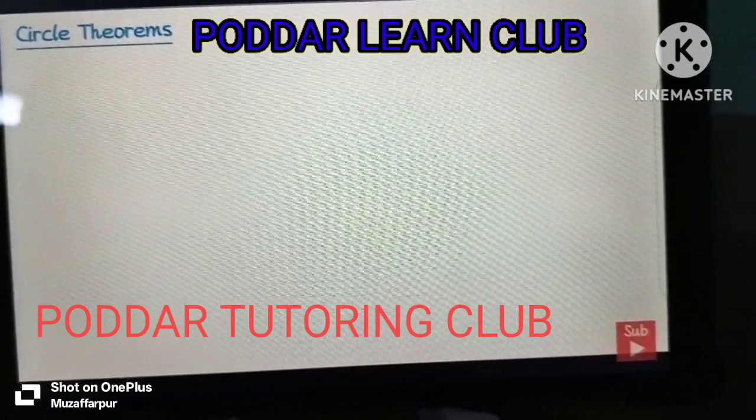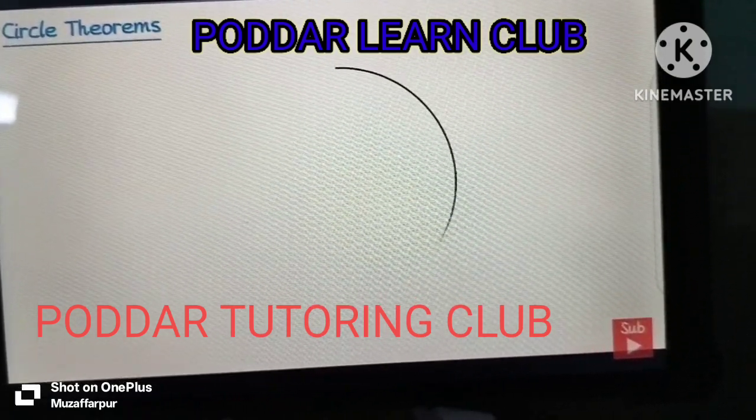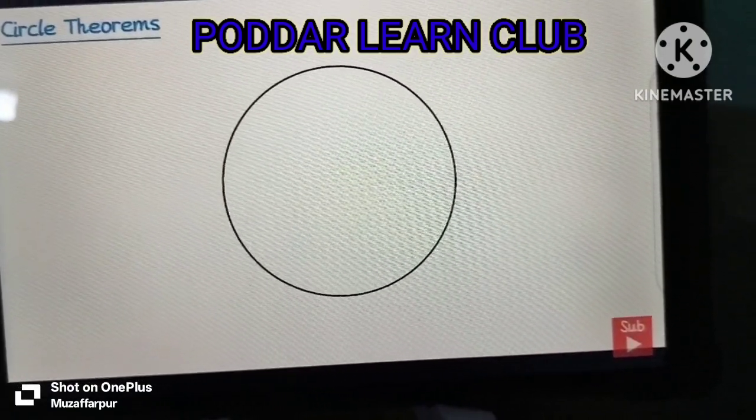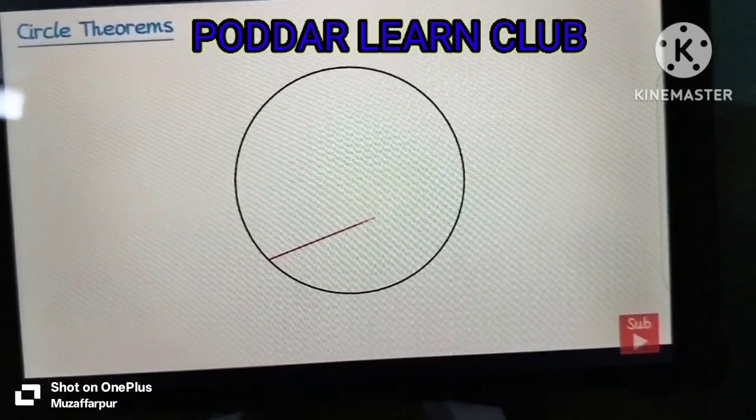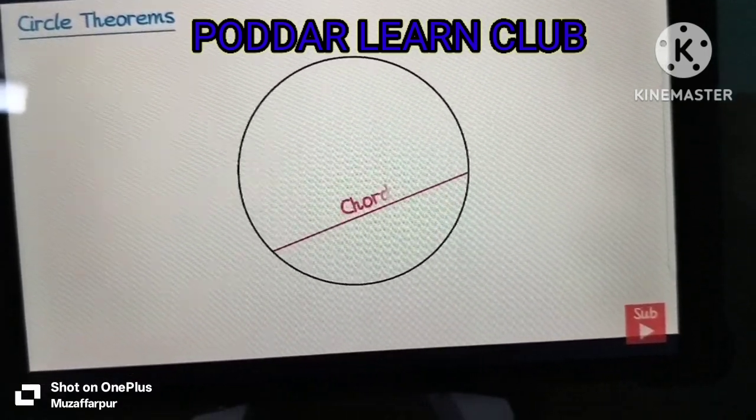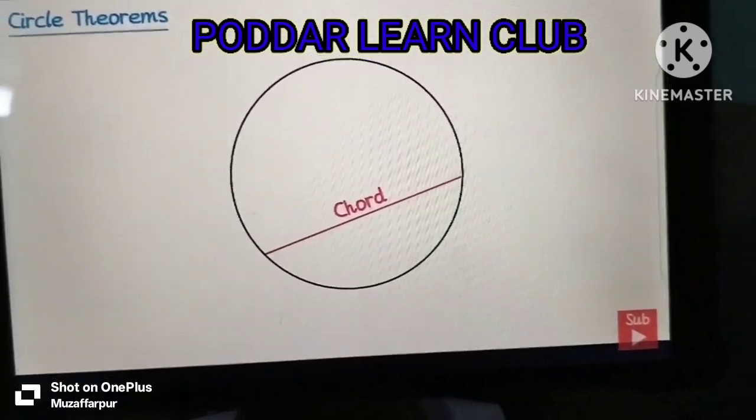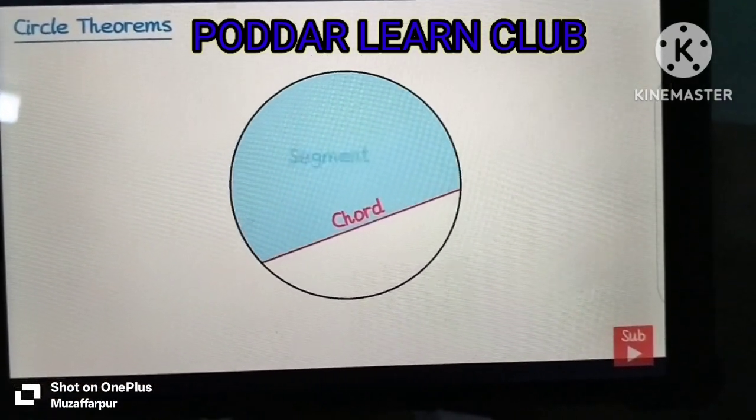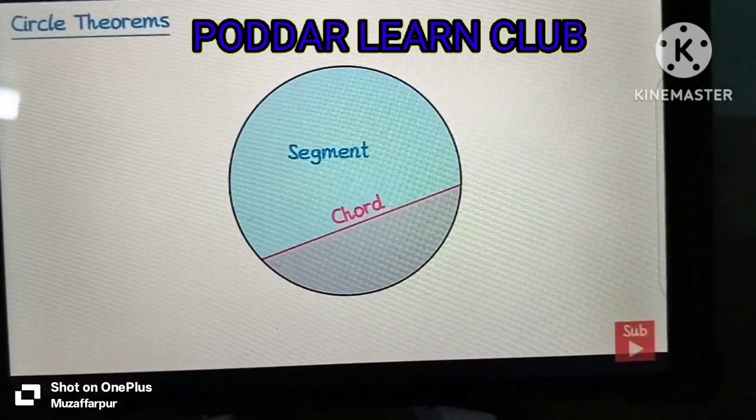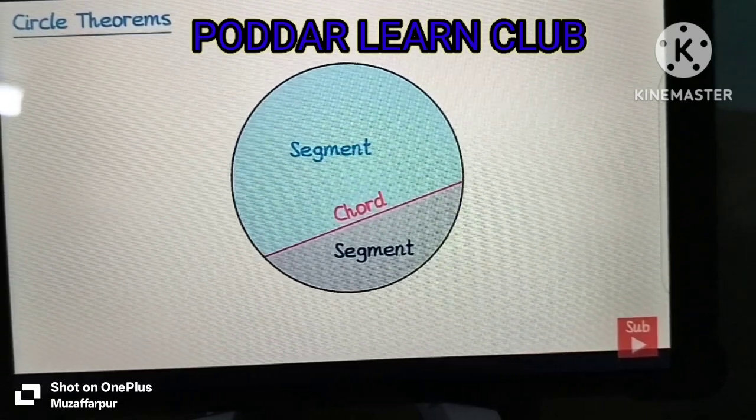In Podar Tutorial Club, we will discuss circle theorems. This is a circle and we have drawn one chord. This chord divides the circle into two parts, major segment and minor segment.